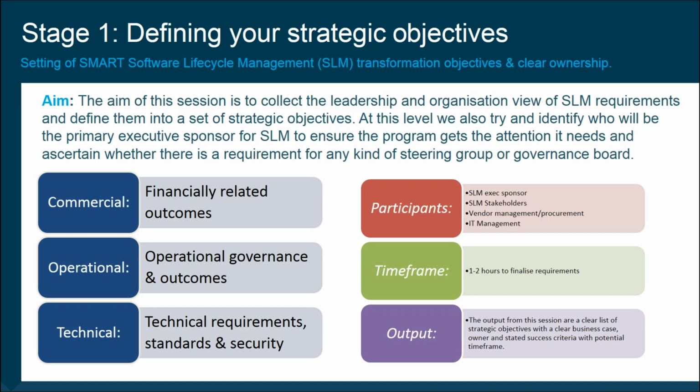We split the objectives themselves into 3 key areas: commercial, which are the financially related outcomes that you're trying to achieve; operational, the operational governance and outcomes that you want through better working practice; and lastly, technical, which is around really helping you drive better standards in your organisation, and also look at areas such as security as a benefactor of the strategic approach.